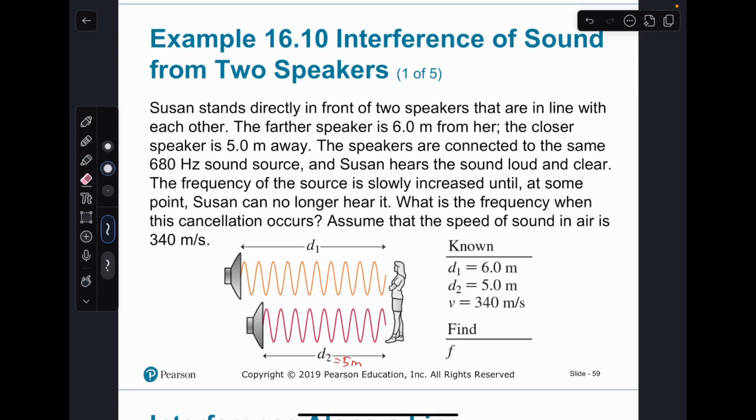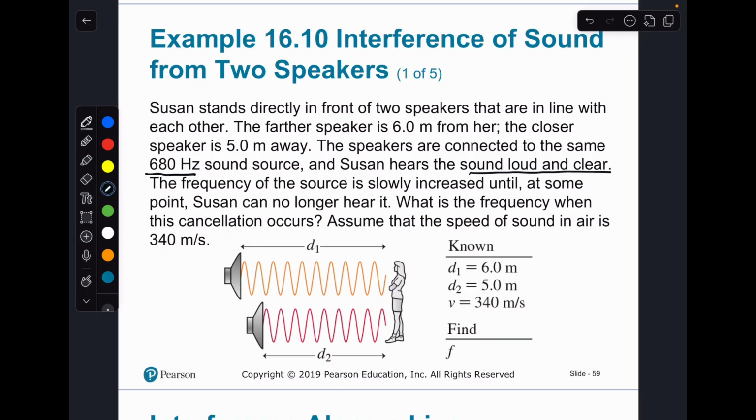So let's talk about the situation that I want you to study, and that's where you have interference from two sources, and they're facing in the same direction, okay? So here we have a lady named Susan, and she's standing a distance of 6 meters from one speaker and 5 meters from another. The speakers are connected to the same source, so they're producing the exact same sound wave with a frequency of 680 hertz. And at that position that she's at, she's able to hear the sound very well, loud and clear, okay? So that's our clue that at that moment she can hear the sound, and so there's constructive interference going on.